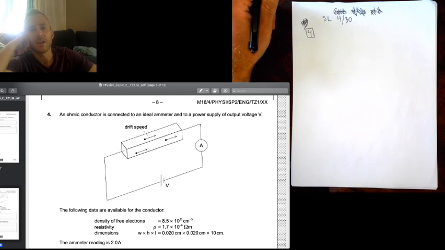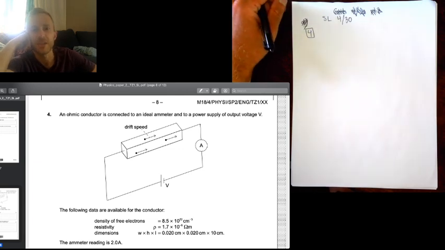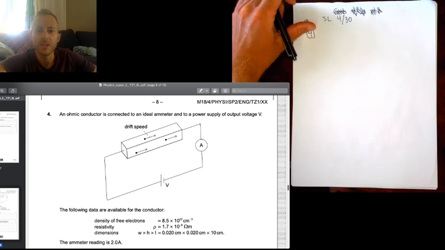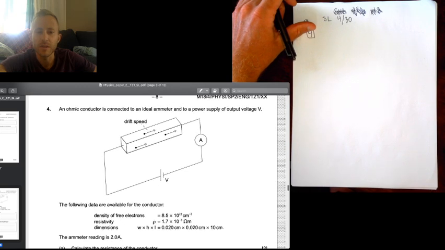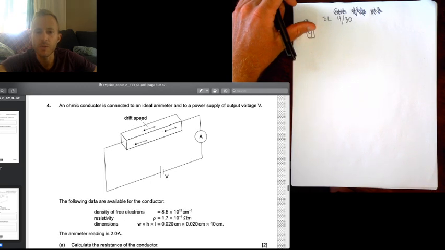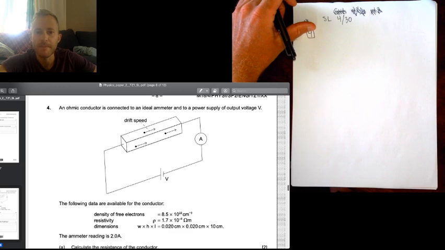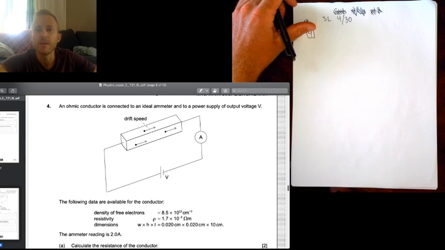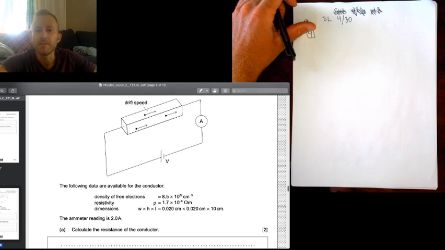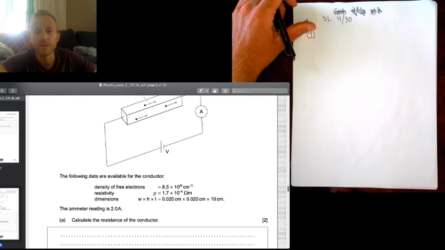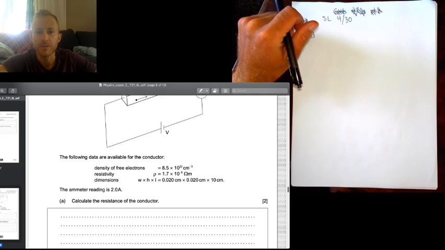An ohmic conductor is connected to an ideal ammeter and to a power supply of output voltage V. The following data are available for the conductor. The ammeter reading is 2 amps. Calculate the resistance of the conductor.